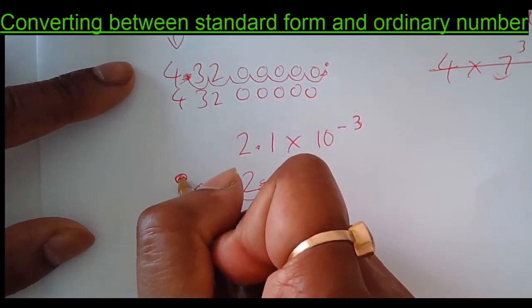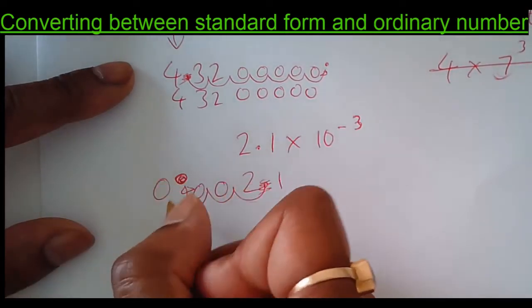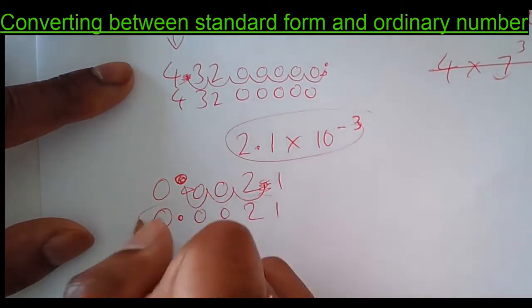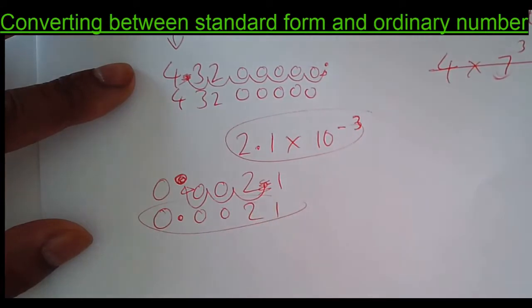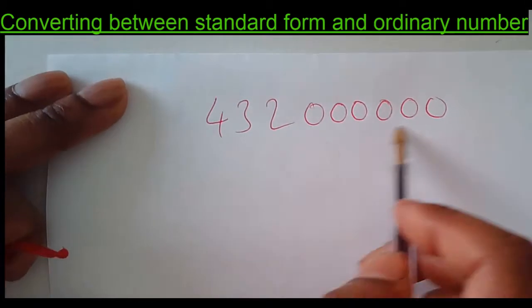Don't forget to put a 0 in front of the decimal point to make it look complete. Let's write this properly. There you go. That thing over there represents this. So the negative powers represent smaller numbers and the positive powers represent bigger numbers.